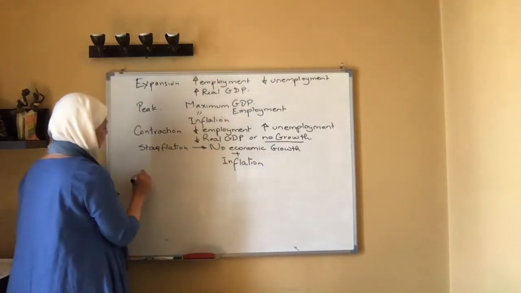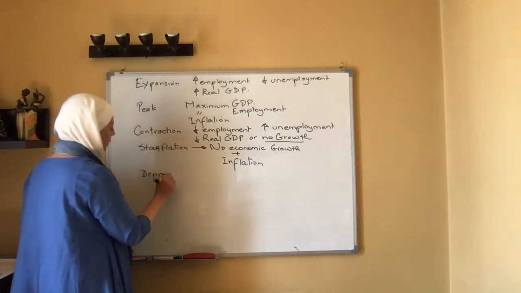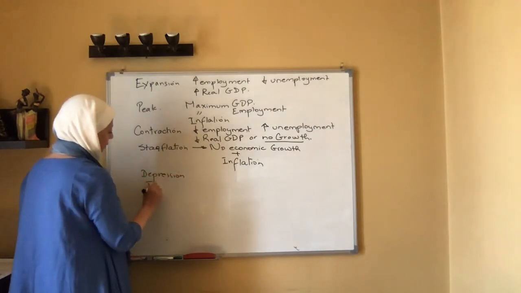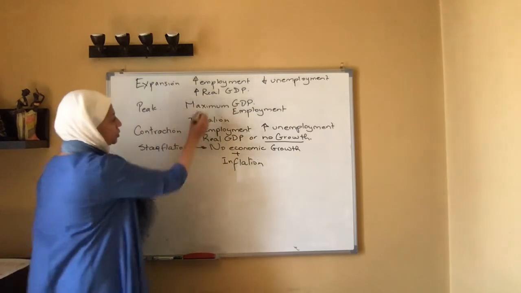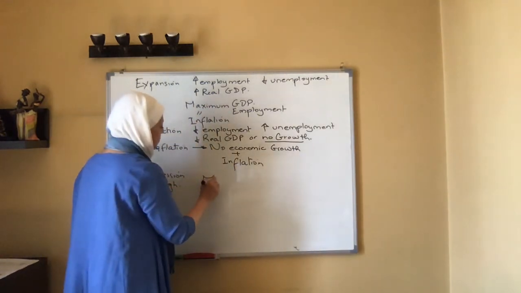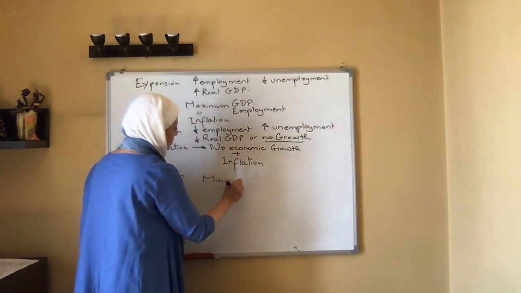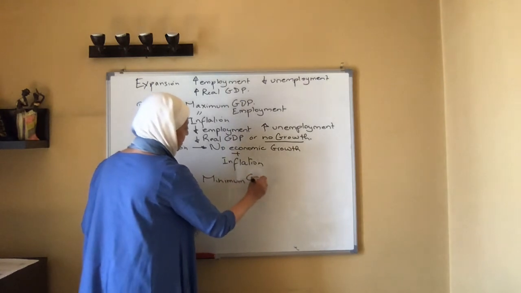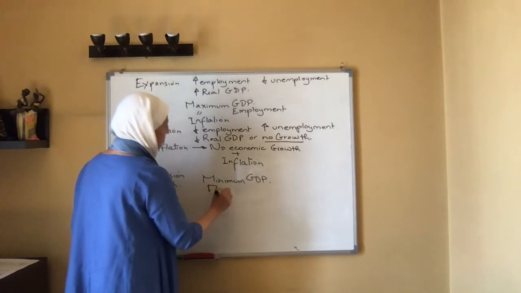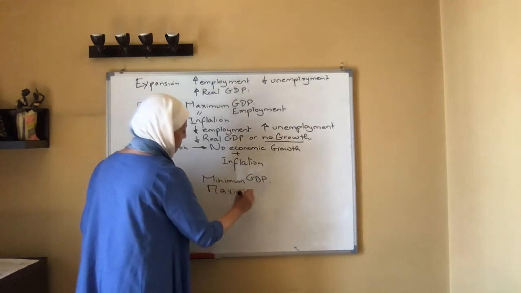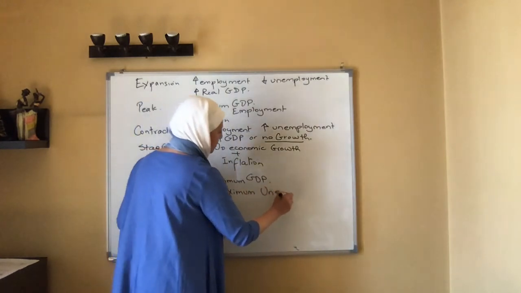And finally, the depression or trough, which is the opposite. It is the minimum GDP, maximum unemployment.